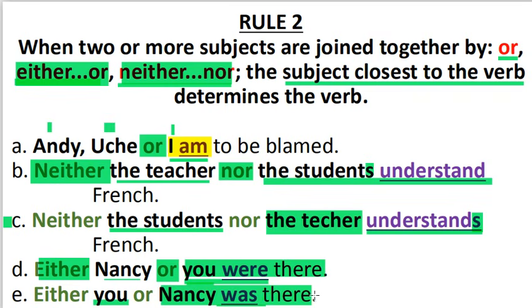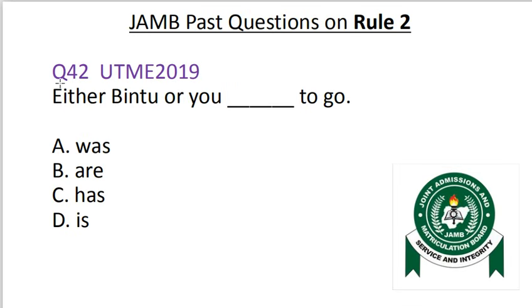Let's see some related JAMB past questions. The first question here is question 42, UME 2019. Either Ade or you dash to go. Options: A was, B are, C has, D is.